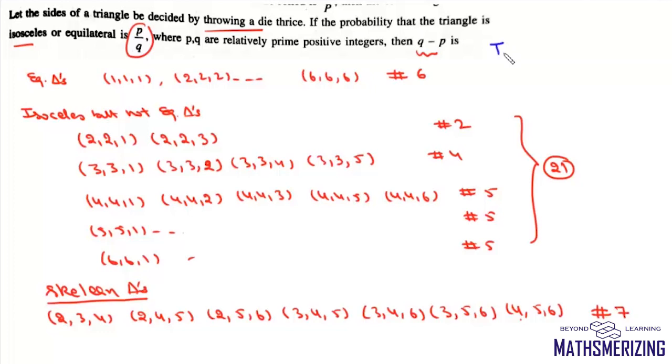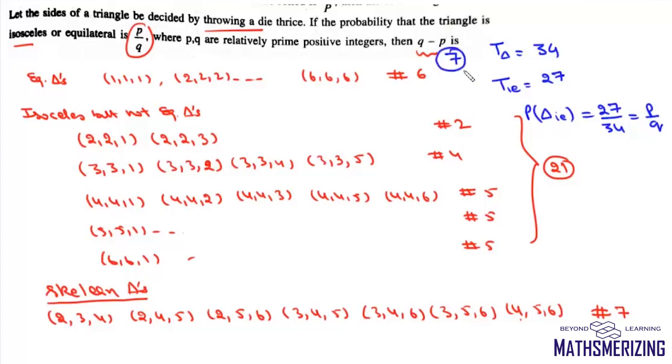Now the total number of triangles that are possible will be this 6 plus 21 plus 7, which is 28 plus 6, 34. And out of these 34 triangles, the triangles which are either isosceles or equilateral, there are 6 plus 21, which is 27. So the required probability that the triangle is either isosceles or equilateral will be this 27 by 34, which is given as P by Q. Now we need to find the value of Q minus P. Now 34 minus 27, it is 7. So the answer to this question is 7.